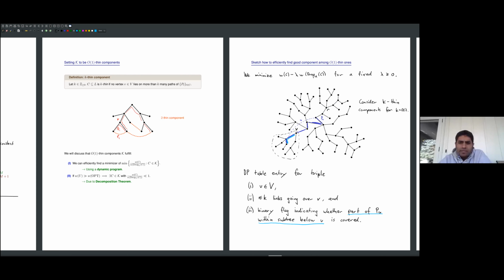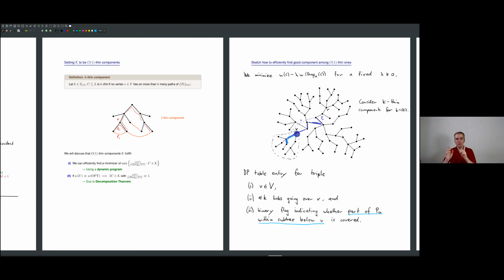Rico, when you say binary flag indicating whether the part of PU within the subtree below V is covered, it's covered by the current uplink solution U, right? What I mean is, I'm looking at solutions consisting of links. Let's look at all the links that cover at least one of the edges of this subtree. I only look at those links. I will not allow myself right now to pick links that are outside. Among those solutions you can pick with those links, I will look at solutions that contain a specific set of k links that go over V.